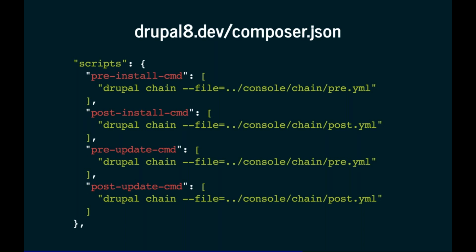So let's say we have pre-install command or post-install command or pre-update or post-update. We can call any shell command. In this case, I'm calling a Drupal chain command and passing a YAML file as an argument. Basically, the chain command of Drupal Console allows you to read different commands defined in a YAML file and run them as a single command. At this point, you have to say --file and pass the file name.